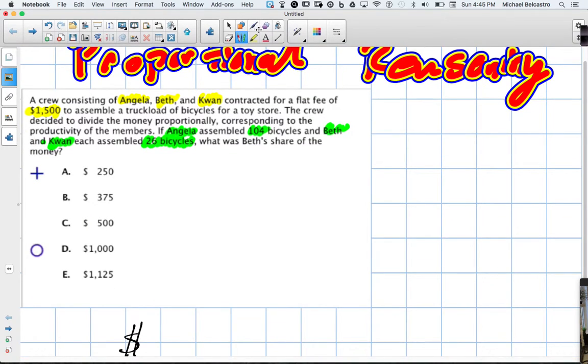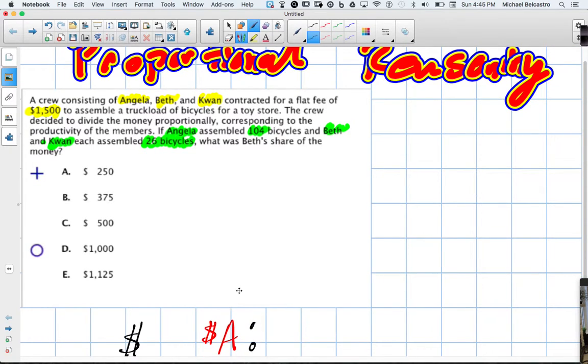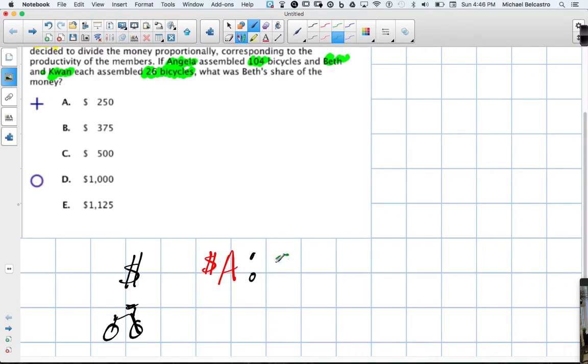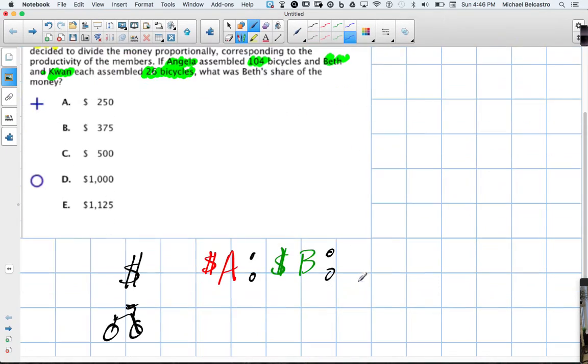So we have Angela. We'll put her in red here. We have the money for Angela, and we don't know what it is. In relationship to, so it's building a ratio, the money for Beth, again we don't know what it is, then related to the money for Kwan. And we know that the total money, A plus B plus K, is equal to a total of $1,500. We just don't know how it's being split up. They said it was going to be proportional.